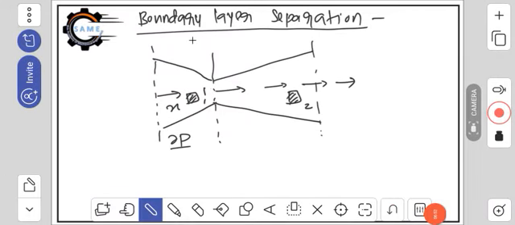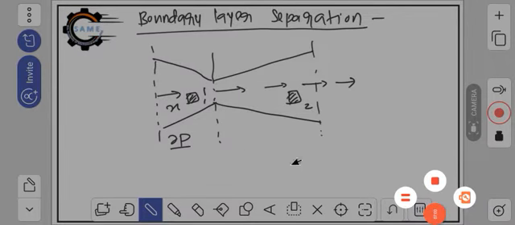Okay, we'll start, right? It's boundary layer separation. Where were we? See, in this region, this is the convergent region, right? Let me see whether it is recording. Yes, it's recording, no problem.